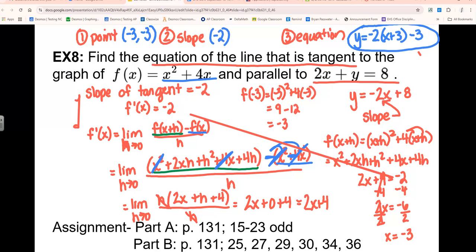For 34 and 36, those are like the last example that we just did. You're looking for the tangent line, and the line that they're giving you needs to be parallel. So it's like example 8 for those last two.